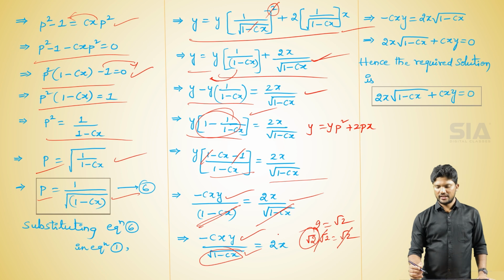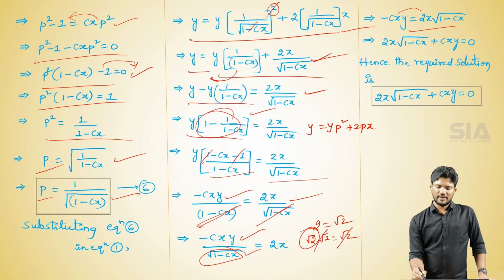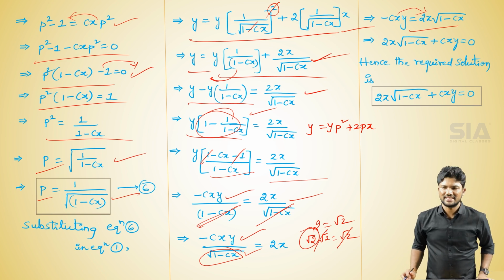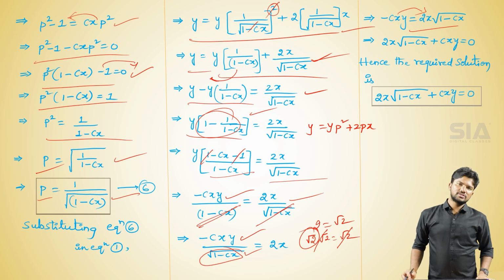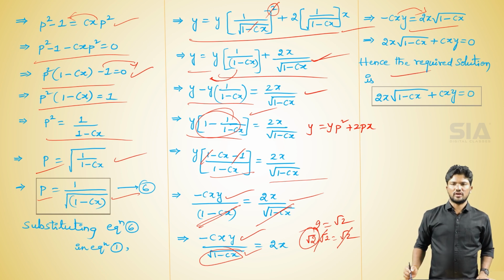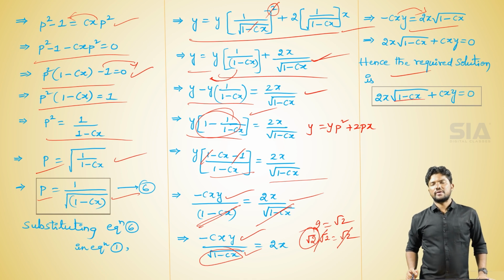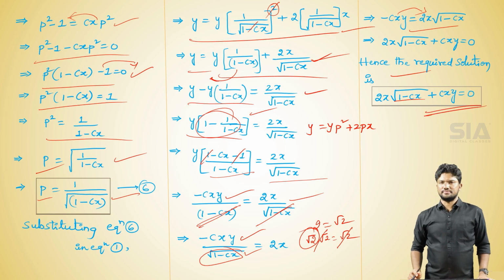Send that denominator value to RHS: minus cxy is equal to 2x into square root of (1 minus cx). Send this value to RHS. So 2x square root of (1 minus cx) plus cxy is equal to 0. Hence the required solution for the given problem, solvable for y, is 2 into x square root of (1 minus cx) plus cxy is equal to 0. This is the required solution.